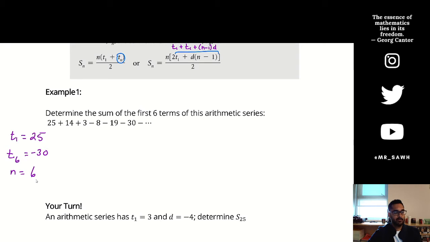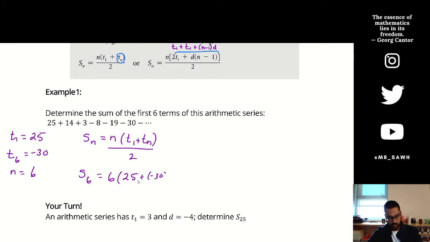So that seems like all the information I need. Here's my formula. The sum of the first n terms is equal to n times (T1 plus Tn) over 2. Plug in everything that you know. So we're looking for the sum of the first 6 terms. So n is 6, T1 is 25, plus Tn, which in our case is going to be T6, the 6th term. So plus negative 30, and then divide by 2.